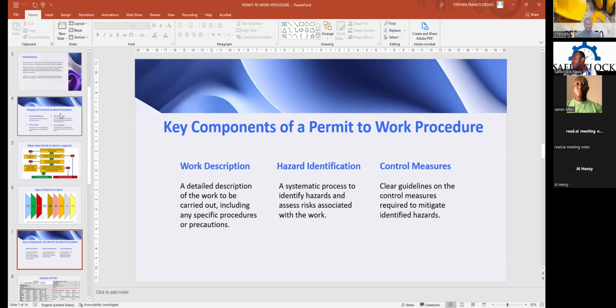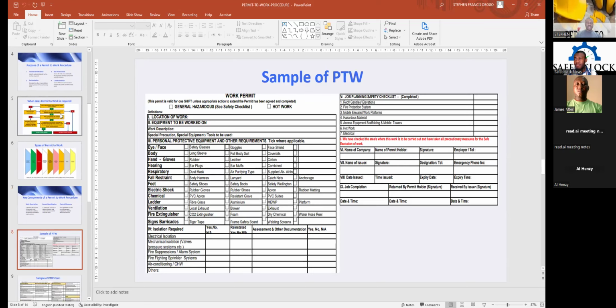Like I said, the component part is the work description, identifying the hazard of that work activity, and the control measure, which is going to set the guidelines in order to mitigate the risk of the identified hazard. Now, you could see the sample here. Okay, now you see in detail. I just tried to put this so that we can see the details of how it looks.